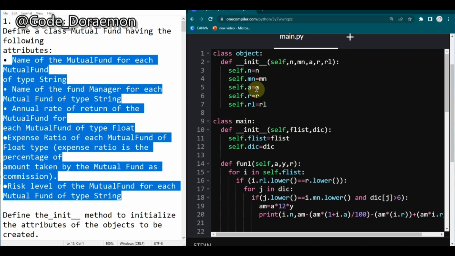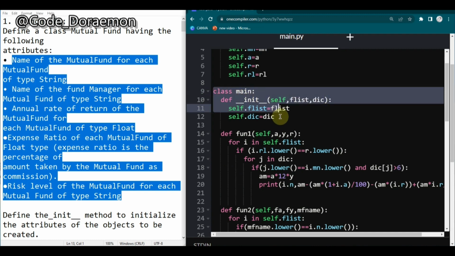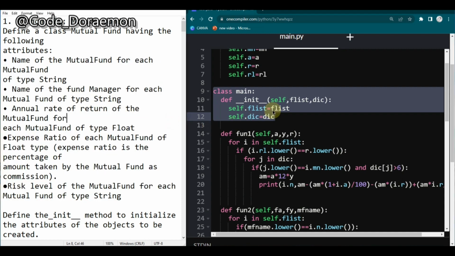So after doing this, you'll be doing the self dot, and then basically we'll declare our class main and our init function. Usually in the medium or hard level questions you will get an f list, or in all types of questions you will get an f list, but in a hard question and maybe in a medium type of question you will also get a dictionary with a set of inputs.